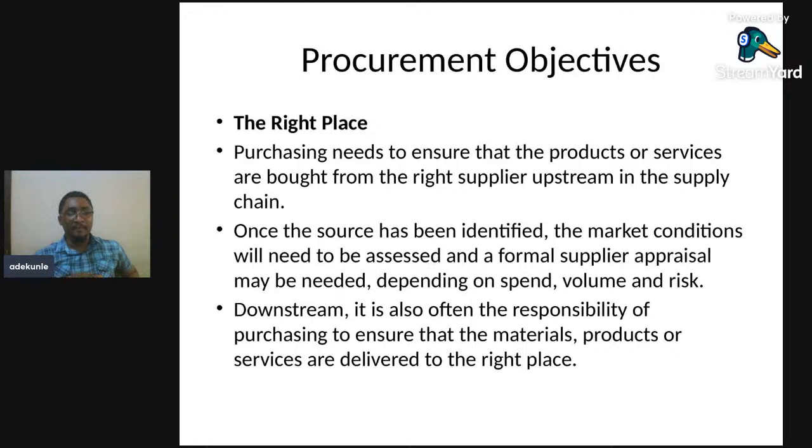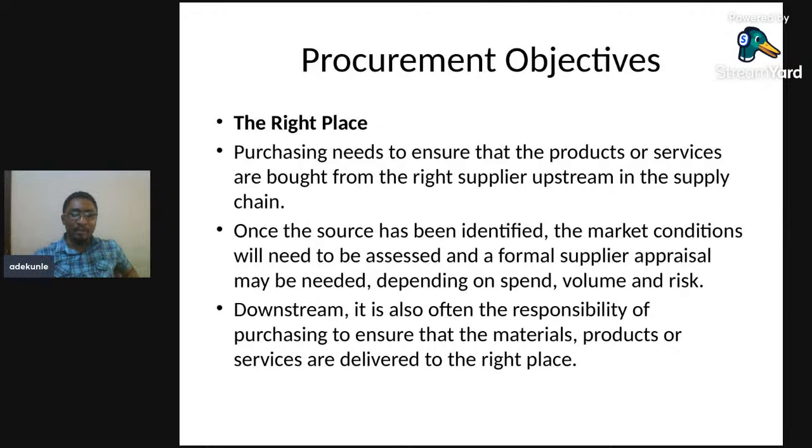Then we look at the right place. What the right place is talking about is that when you purchase an item, there's a need that the item can actually get to the last man who needs it, or maybe the right place could be defined as the source, that you're getting the product from the right source. So purchasing needs to ensure that the product or service is bought from the right supplier, from the upstream in the supply chain. And once the source has been identified, the market condition will need to be assessed, and formal supplier appraisal will be needed depending on the spend or volume or even risk.